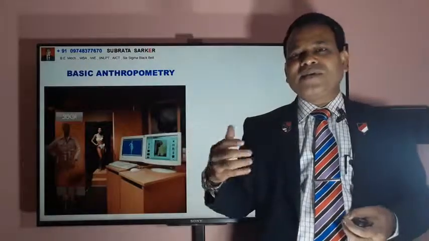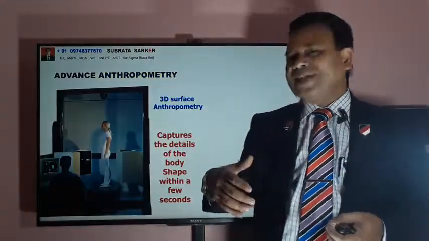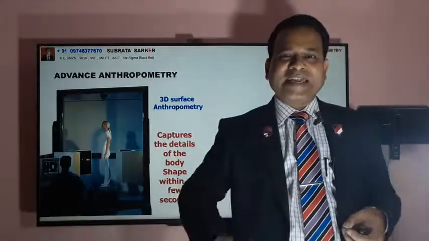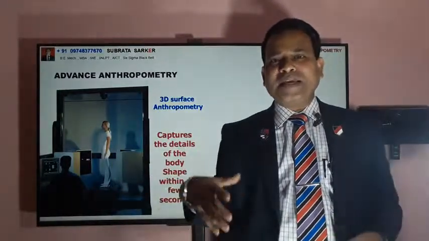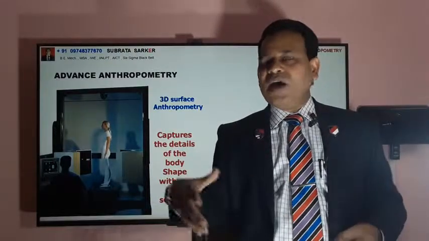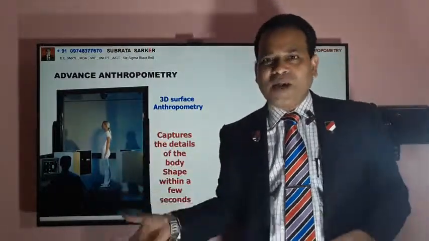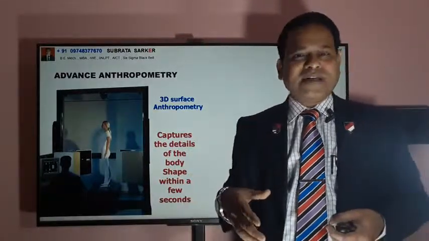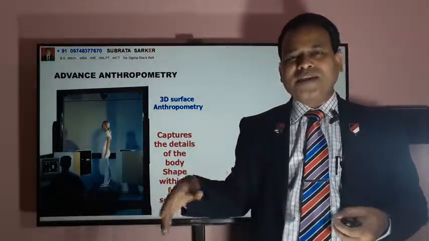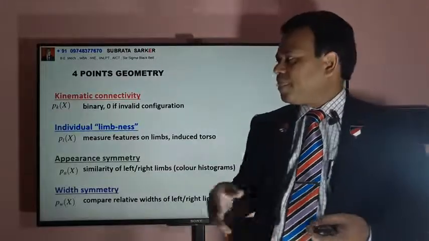And today a lot of scanning machines have come. If you stand in front of a 3D scanner, in less than 1 minute, a lot of measurements of your body can be done. Like what is the fat percentage in your body, what is the height proportionally, what is the body mass index, what is the limb proportionality index. A lot of things will come up.